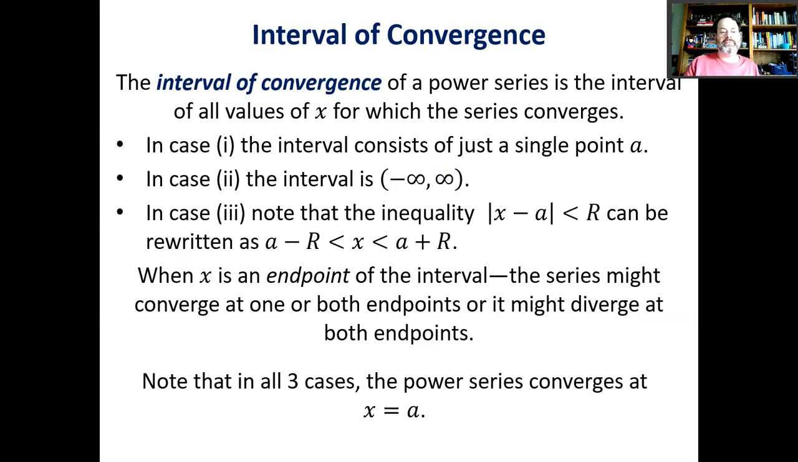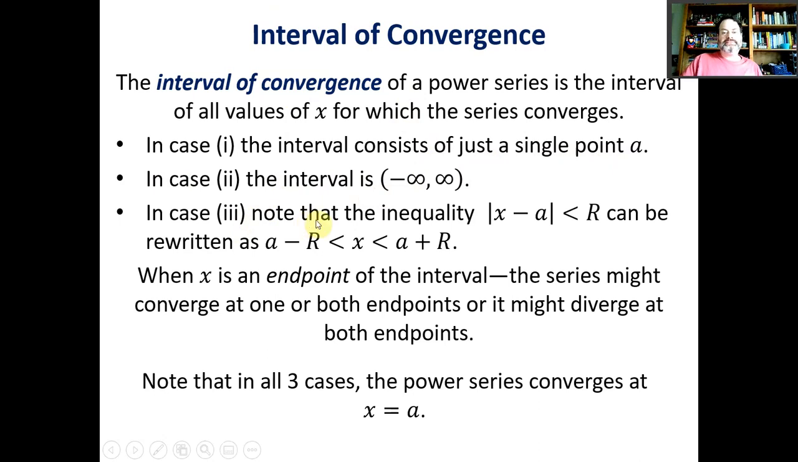All right, let me put the whole thing up here. So the interval of convergence of a power series is the interval of all values of x for which this series converges. This is really similar to the radius of convergence, right? Case 1: the radius of convergence was 0. It could just be a single point. In case 2, the interval was negative infinity to infinity. So again, that corresponds to the radius of convergence, right?